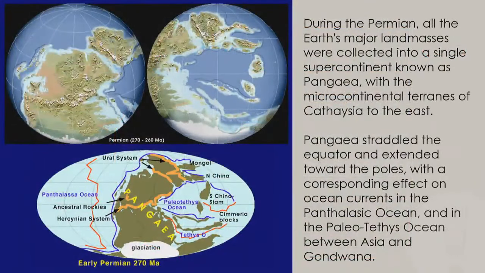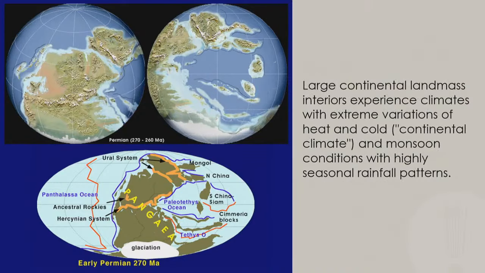So all the Earth's major land masses were collected into a single supercontinent known as Pangaea. Pangaea straddled the equator and extended toward the poles with a corresponding effect on ocean currents. Large continental landmass interiors experienced climates with extreme variations of heat and cold.